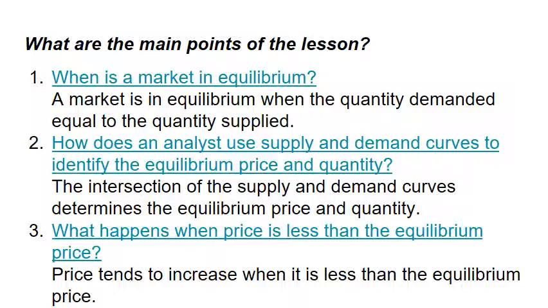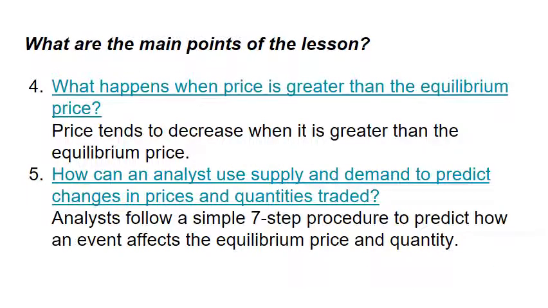We have 7 main points. 1, a market is in equilibrium when the quantity demanded equals the quantity supplied. 2, an analyst can use supply and demand to identify the equilibrium price and quantity by finding the intersection of the supply and demand curves. Number 3, what happens when price is less than the equilibrium price? Price tends to increase when it is less than the equilibrium price. 4, what happens when price is greater than the equilibrium price? Price tends to decrease when it is greater than the equilibrium price.